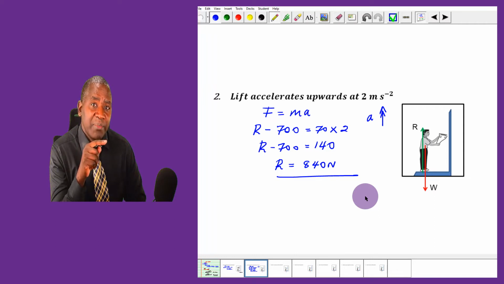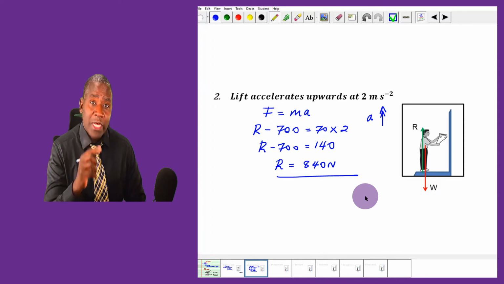This is a mistake many students make. They always assume that the normal reaction is always equal to the weight of the object. That will only be true if the system is in equilibrium, in a state of rest, for example, or dynamic equilibrium, like we are going to look at in the next situation, when it's moving upwards with constant velocity.